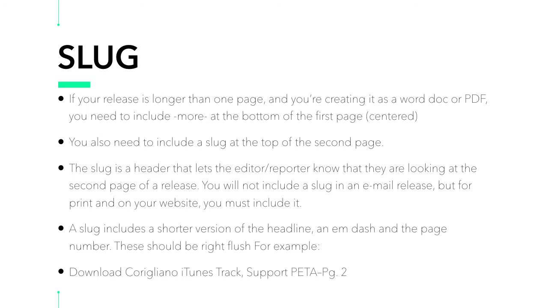So here is an example. Download Crilliano iTunes Trek, support PETA, page 2. That lets me know here is the story, roughly, and I'm on page 2. Now the headline on the first page might be significantly longer, but we don't need to do that. We just need everybody to know that page 1 and page 2 go together, and that's what that slug does. Okay, so if your release is over 1 page, you need the more and you need the slug.